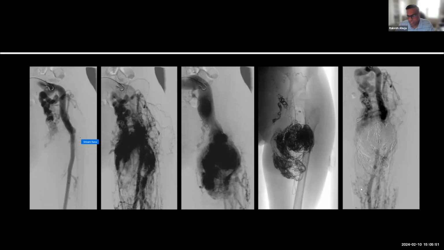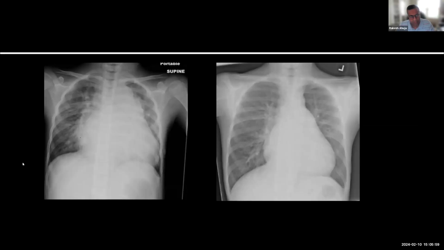And here's post-embolization, and you can see a significant decrease in opacification of the malformation sac. The reason we did this is because this patient presented to us with heart failure. This patient actually had a syndrome called PTEN hamartoma syndrome, where you have several AVMs in many different parts of the body. But this was his major complaint.